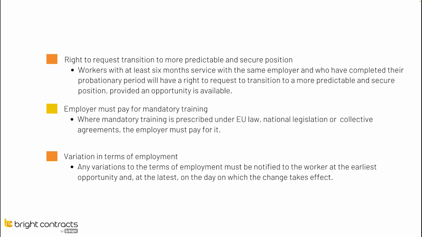Then we move on to the right to request a transition to a more predictable and secure position. So workers with at least 6 months service with the same employer and who have completed their probationary period will have a right to request to transition to a more predictable and secure position, provided that an opportunity is available. Now, where an employer declines this request, the employer has to provide detailed written reasons, and generally this will be within 1 month of the request, and it must explain the rationale behind the decision.